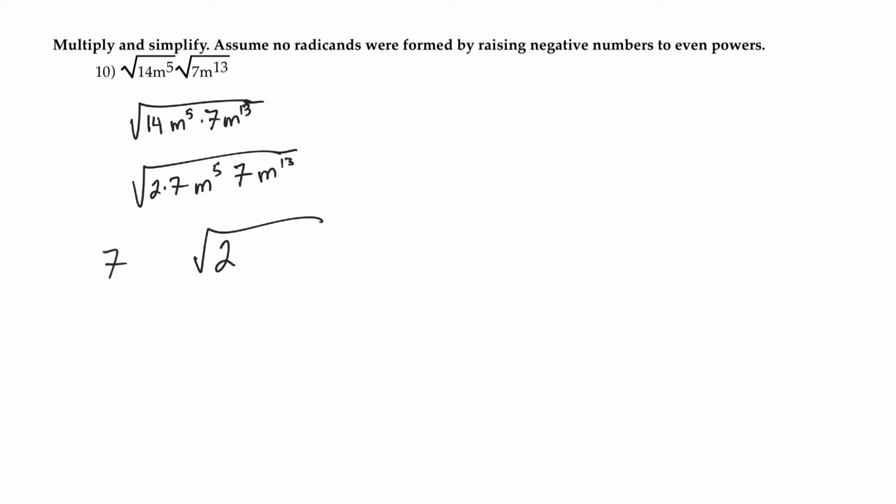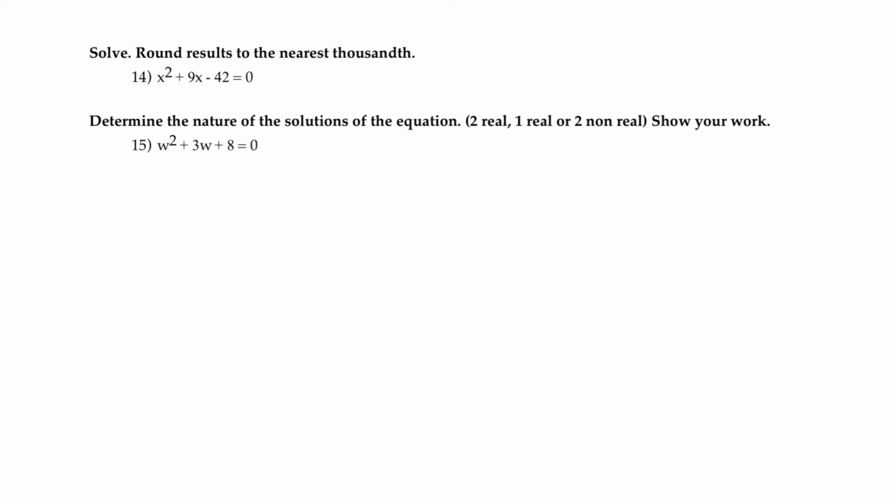And then altogether, I'll just do another step here. I've got 18 m's. So for every 2 m's, I can bring one out. So I think I can bring out 9 m's, and I'll just be left with a 2 inside. Hopefully that makes sense. Okay, solve, round to the nearest thousandth.